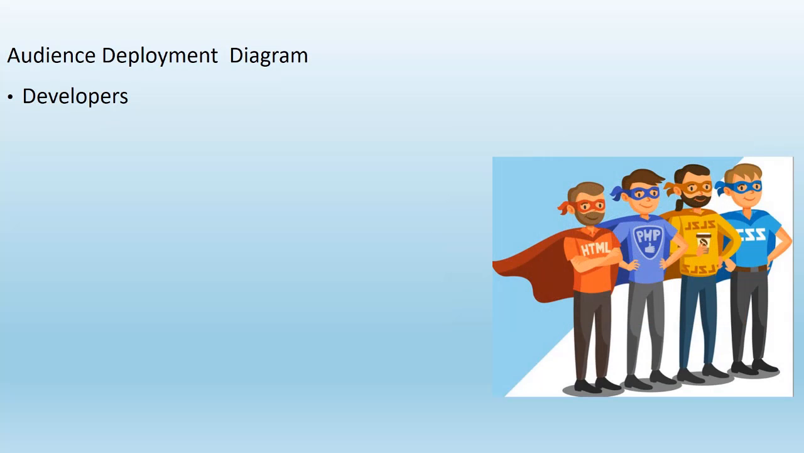So let's look at the audiences of this deployment diagram. Obviously, architects. It's an important diagram with which architects ensure that quality attributes or NFRs are addressed. If the requirement says that the application needs to scale exponentially in the next few years, architects need to ensure that it's addressed in the deployment diagram.